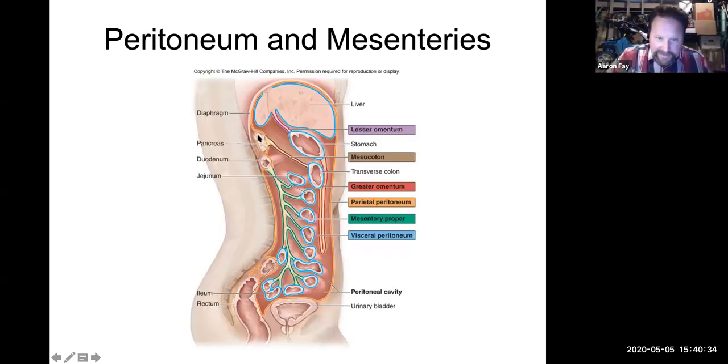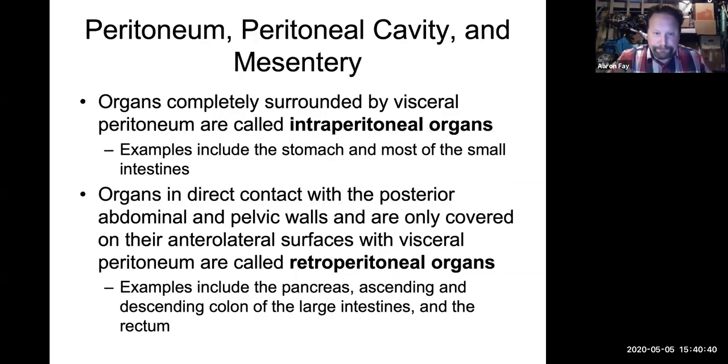These ones right here, pancreas, duodenum, parts of the colon, are behind the peritoneum. So ones you should be aware of: pancreas, ascending and descending colon. The transverse colon is actually suspended by the visceral peritoneum. That's called transverse mesocolon, but I'll get to that in a second. And the rectum are also retroperitoneal.